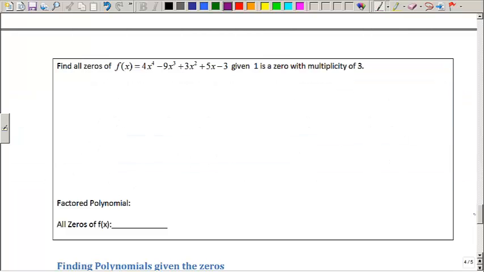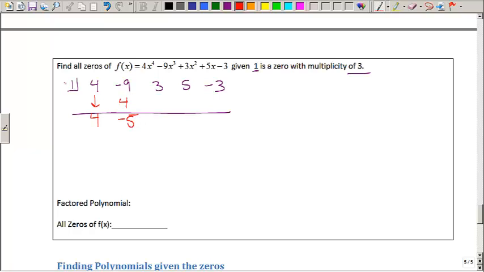One more problem, we're going to be using multiplicity. I want to find all the zeros of this polynomial given that 1 is a zero, but it's a zero with multiplicity 3. So I'm going to verify that 1 is a zero. Multiply down, I get 4 times 1 is 4. Add down, you get negative 5. 1 times negative 5 is negative 5. Add down, you get negative 2. Multiply, you get negative 2. Add down, you get 3. Multiply 3 times 1 is positive 3. Woohoo! 1 is a zero.